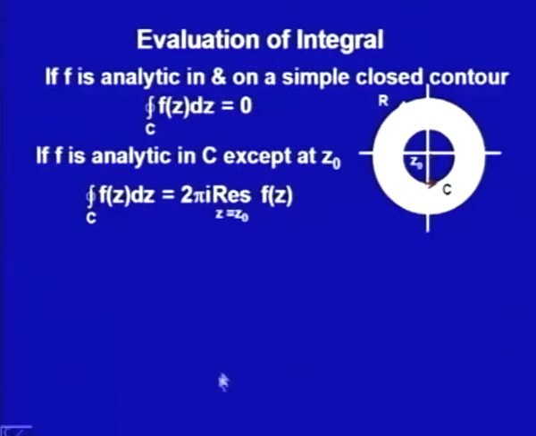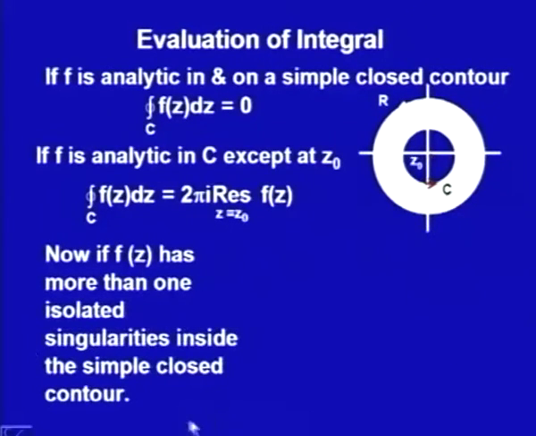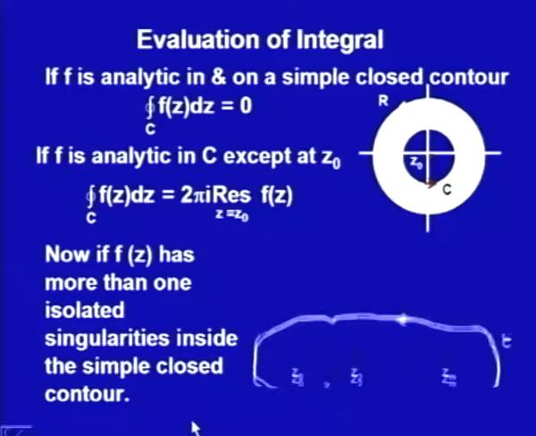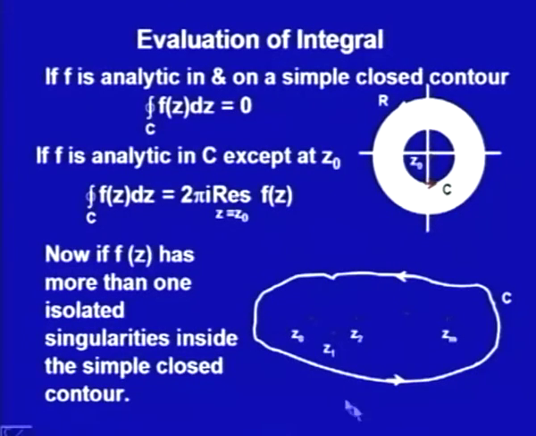Now, suppose I have more than one isolated singularity in a simple closed contour. I have to find the integration along this contour, and inside it the function has isolated singularities at the points z naught, z1, z2, and so on. Then what will happen? Can we still use the residue method? Yes, we can, but we will do that in the next class.